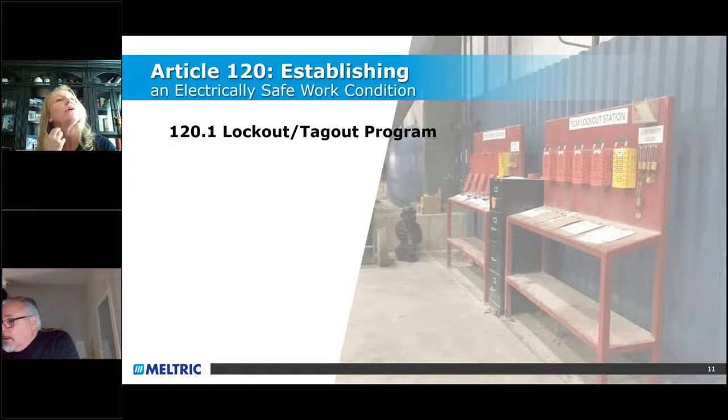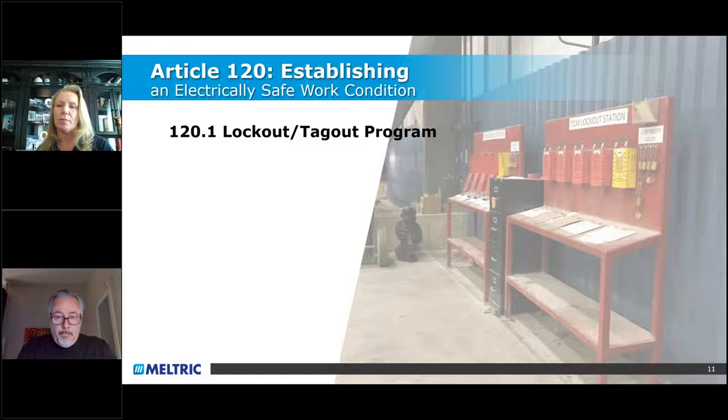I'm gonna move on to Article 120, which is establishing an electrically safe work condition and getting into the detail about a lockout tagout program. Article 120 says the most effective way to prevent electrical injury is to completely remove the source of electrical energy and eliminate the possibility of its reappearance. To do so, workers must identify all possible sources of electricity and employ effective lockout tagout procedures.